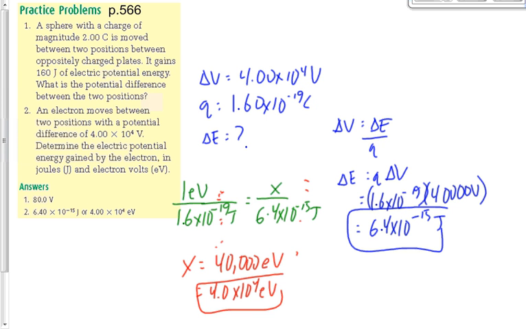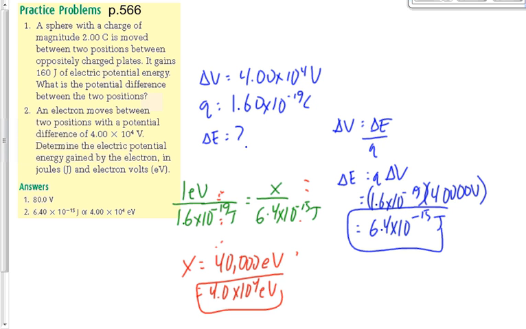Is that a coincidence? Not really, but kinda. That probably didn't make any sense, right? It's kind of a coincidence, but not really a coincidence. In the last example we did, that wasn't the case. In this one it is, and it will be every time in this question. When we're dealing with an electron, the volts will always be the same as the electron volts. An electron or a proton.